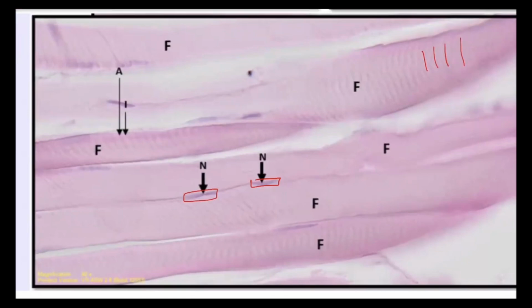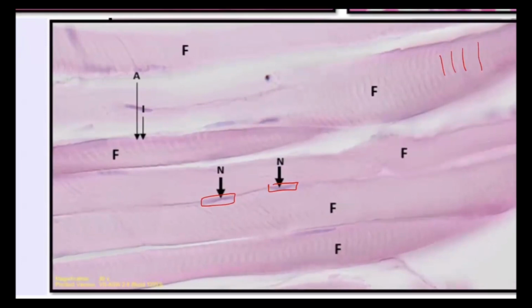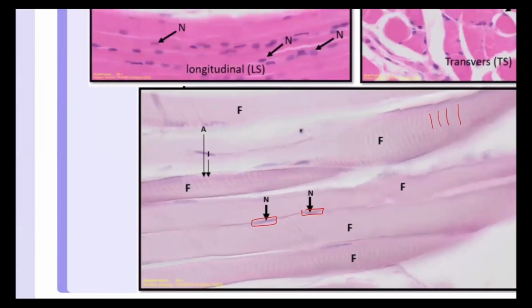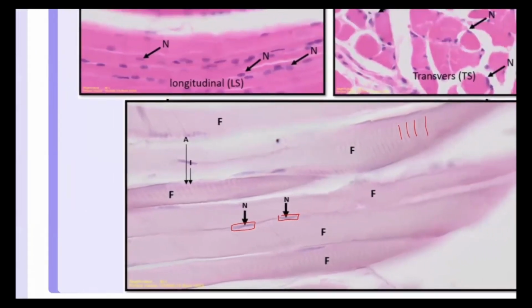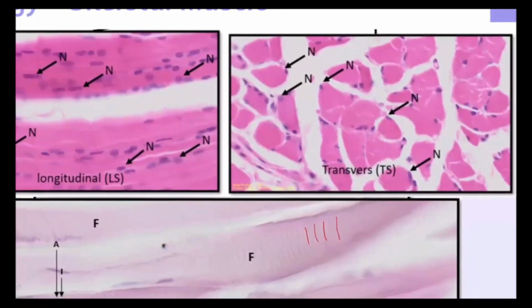Additional features could include the A bands and the I bands. You can see them briefly here, the lighter and the darker ones. You can state them, but again, the main focus is usually on the nuclei in the periphery and the striations. This is another picture of it. Again, the nuclei are somewhat in the periphery. Obviously, with the cuts it varies, but that's a characteristic feature.